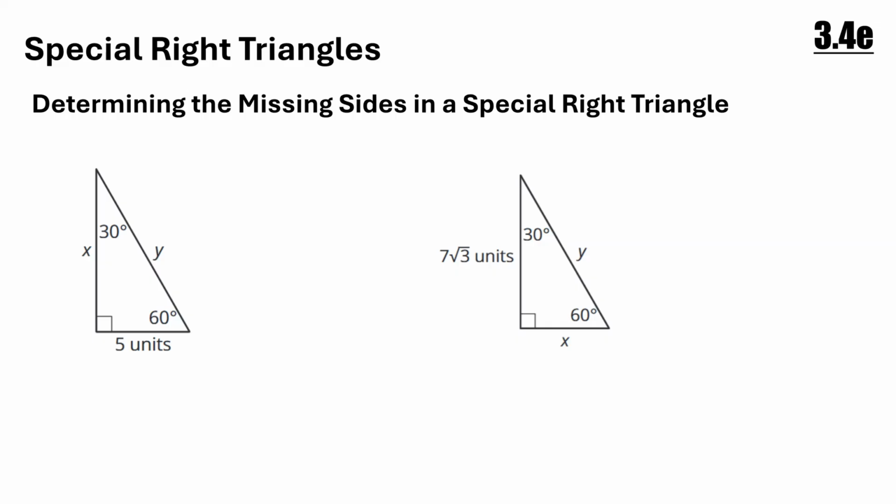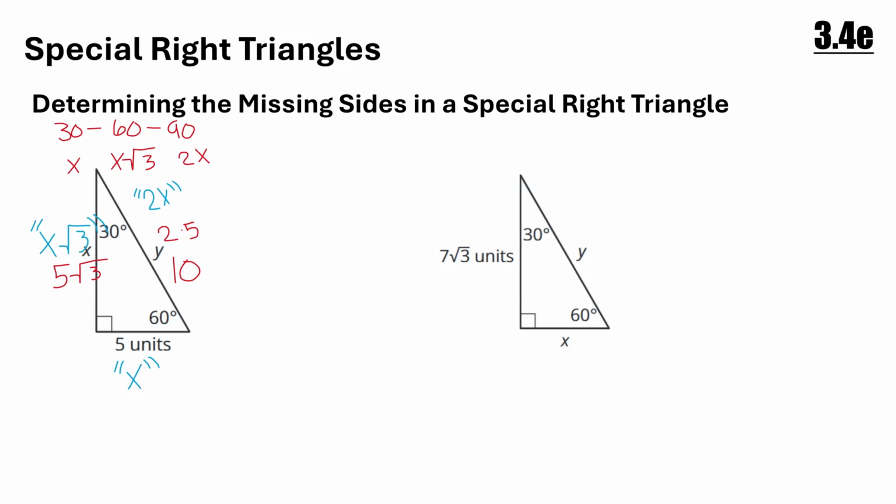The problems below ask to find the missing sides of the special right triangles. The first triangle is a 30-60-90 right triangle, meaning that the ratios of the sides will be x, x times the square root of 3, and 2x. 5 units is a short leg, so it would be x as the ratio. X is the long leg, so this will be x times the square root of 3, and y is the hypotenuse, so it will be 2x. This means the long leg will be 5 times the square root of 3, and y will be 2 times 5, which is 10.